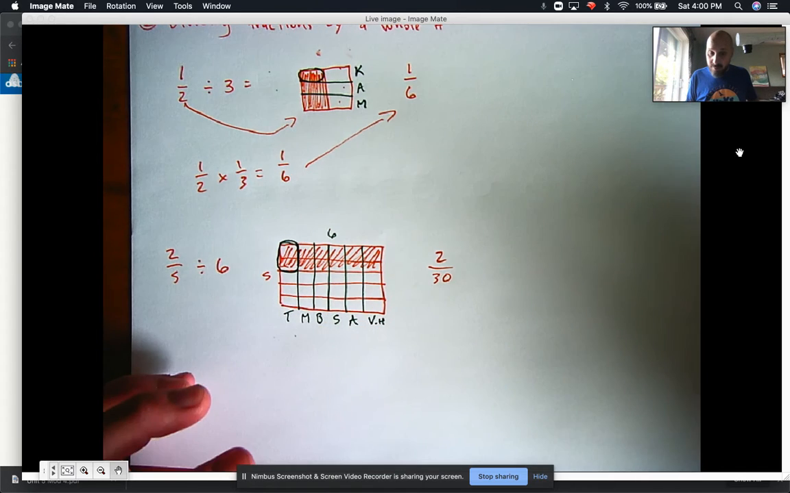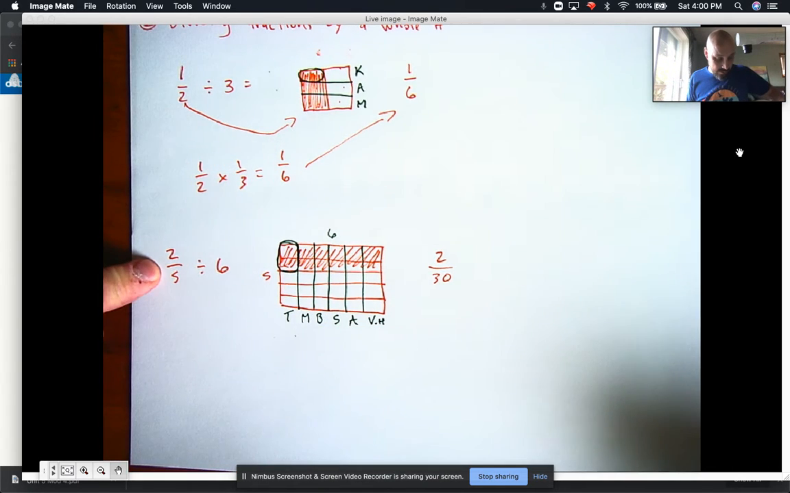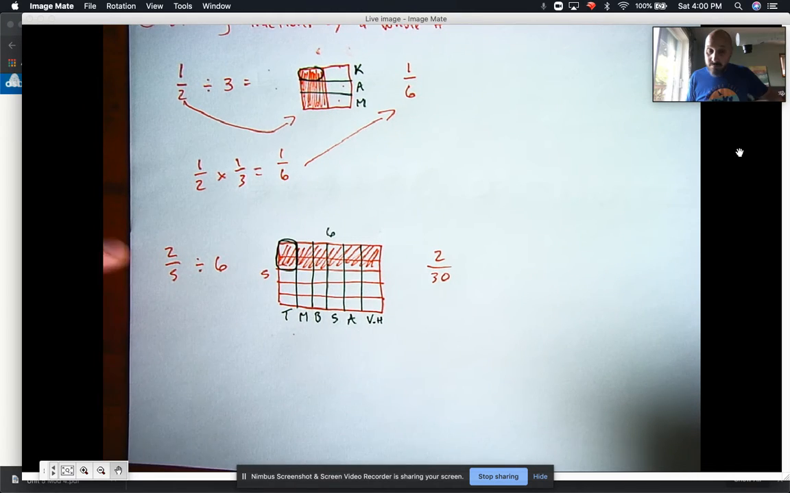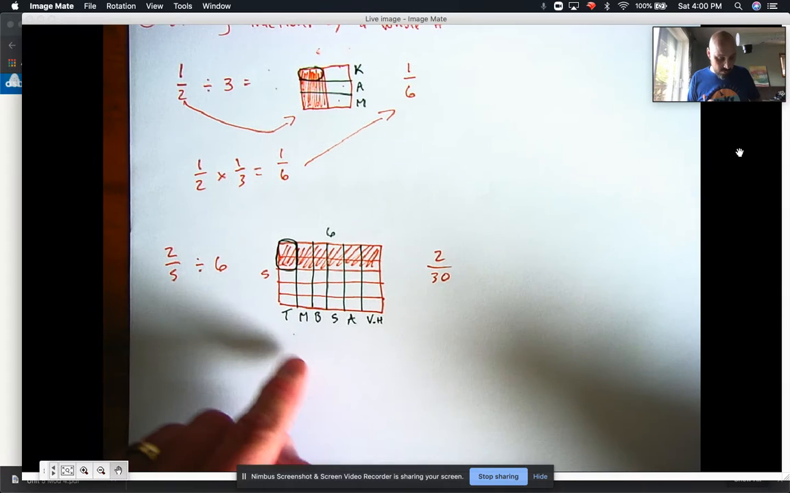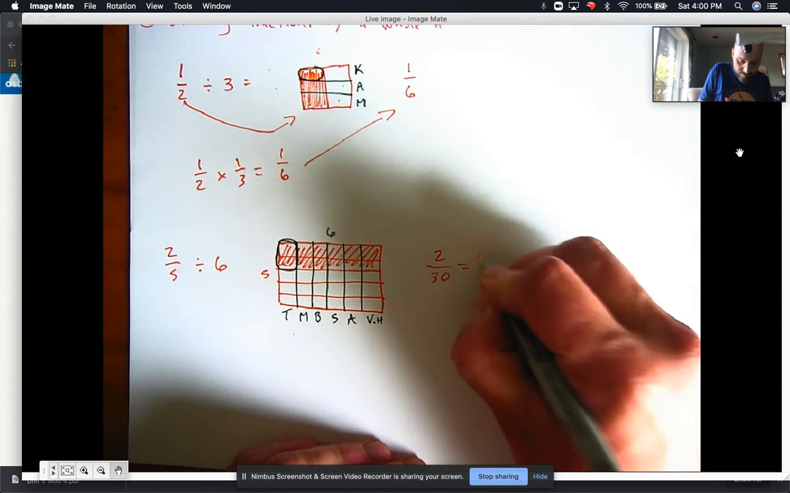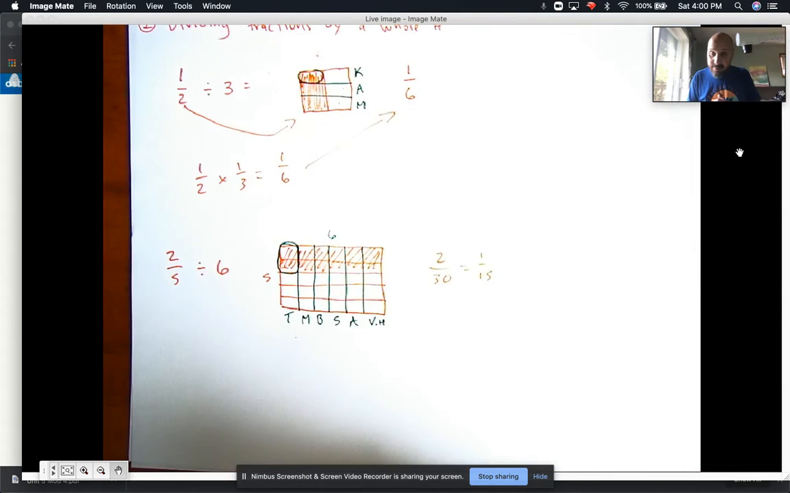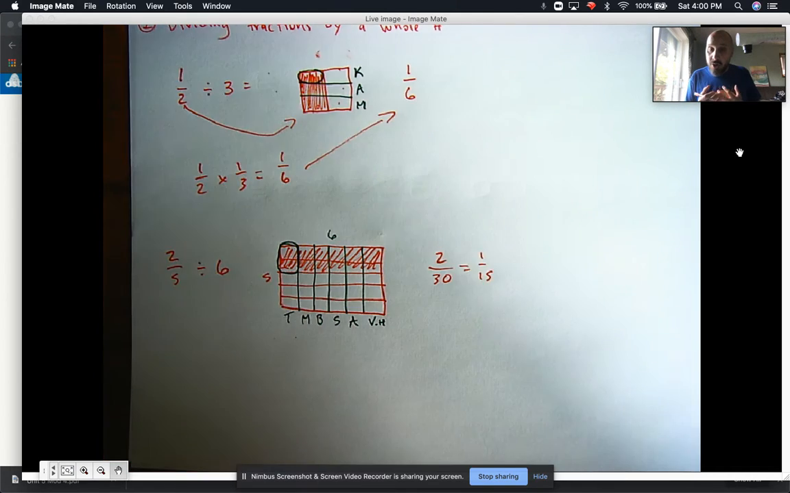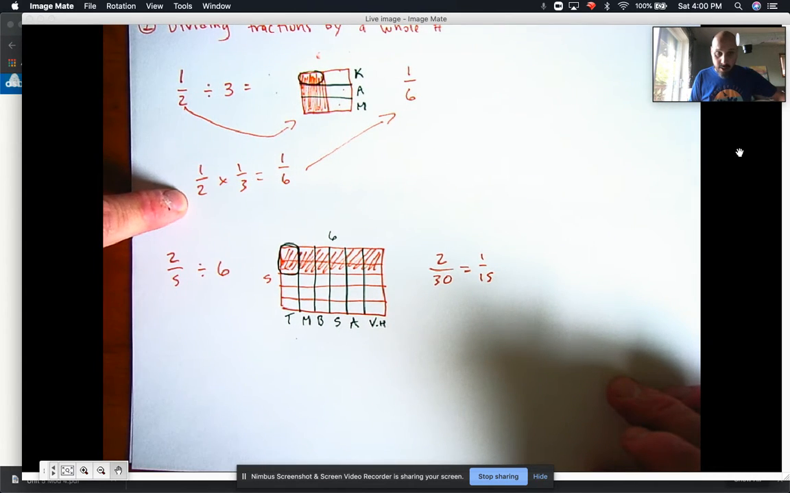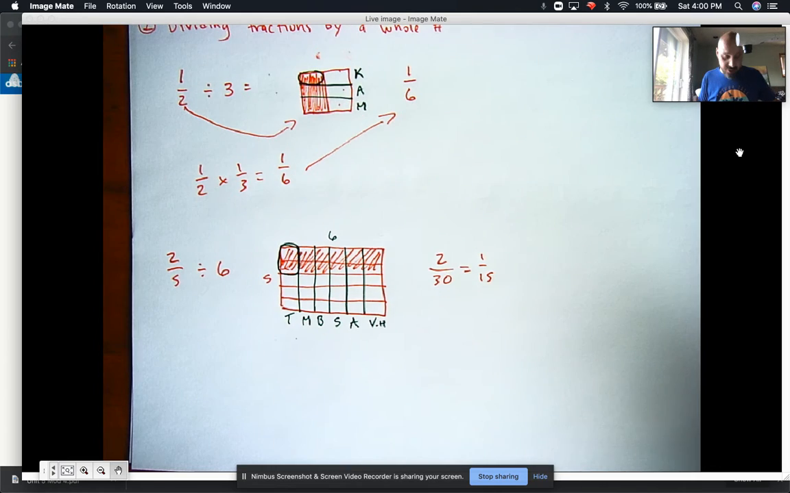If we combine all of those up, you would get a total of simplified down to 2/5. But we're just looking at one person. So Talon gets 2/30. We know we can simplify that down to 1/15. Let me show you the trick here. So our multiplying fraction trick.